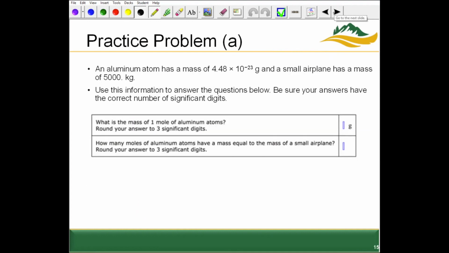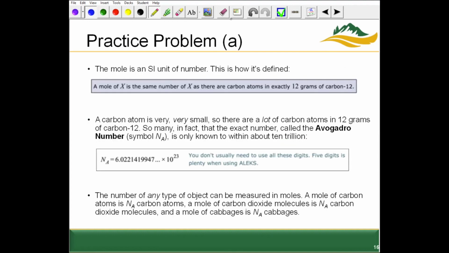With all of that background, let's try to apply what we've learned to this practice problem. An aluminum atom has this certain mass, and a small airplane has this mass. From this information, we're going to get the mass of 1 mole of aluminum atoms. We're going to get how many moles of aluminum atoms have a mass equal to the mass of a small airplane. For this information here, more background, we've talked through a lot of this.